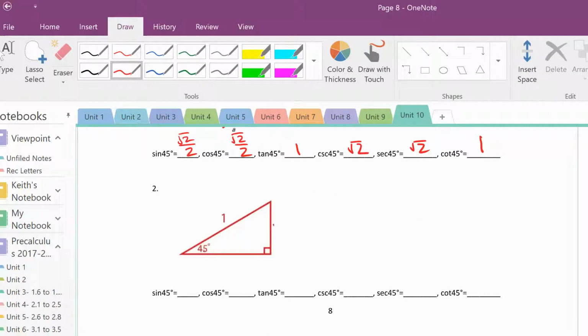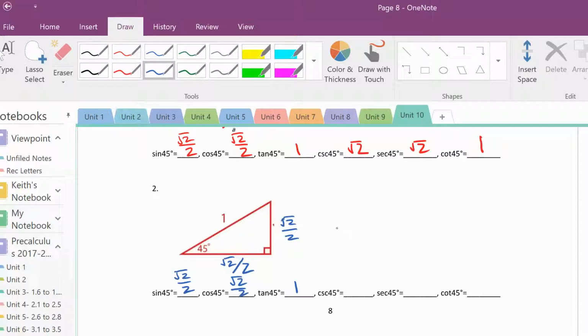Now applying this to a triangle with a hypotenuse of 1, remember with a hypotenuse of 1, this is rad 2 over 2, and this is rad 2 over 2, as we did previously. So the sine is just opposite over hypotenuse, so it's rad 2 over 2 over 1, so it's rad 2 over 2. So notice it's the same as what we got up there. Same with the cosine, because it's adjacent over hypotenuse. The tangent is rad 2 over 2 divided by rad 2 over 2, which is 1.